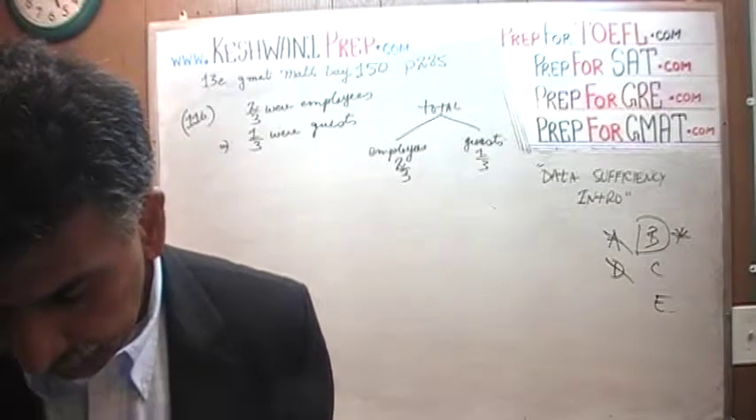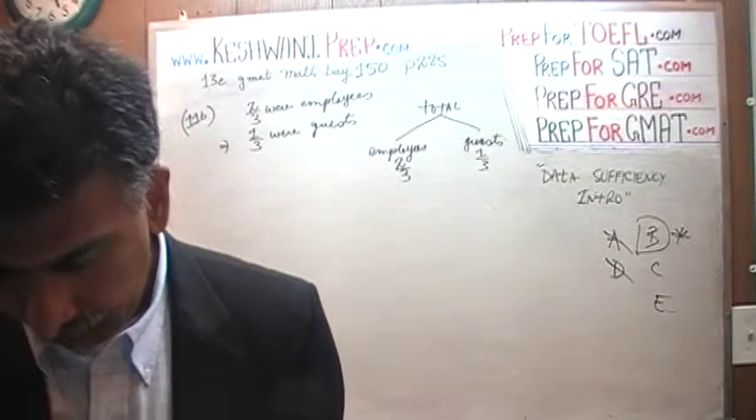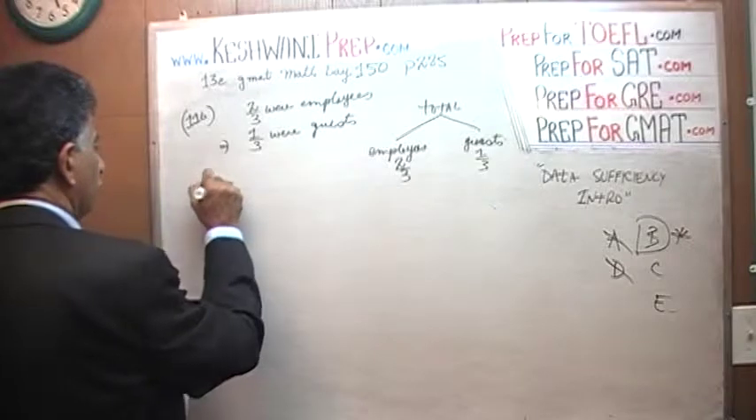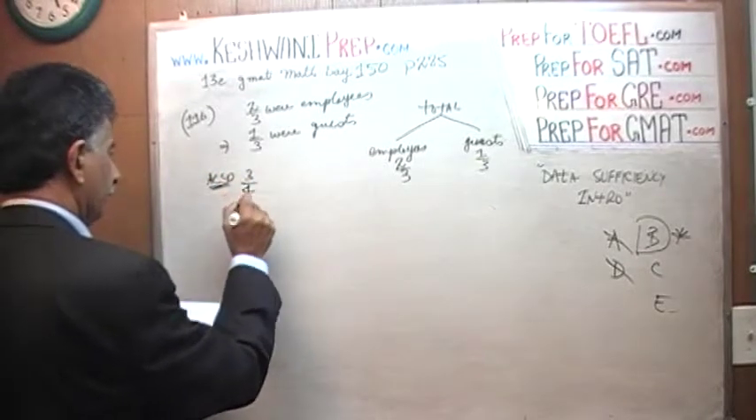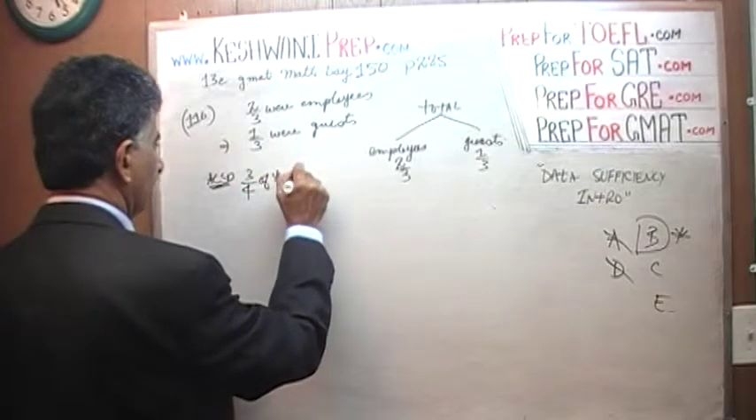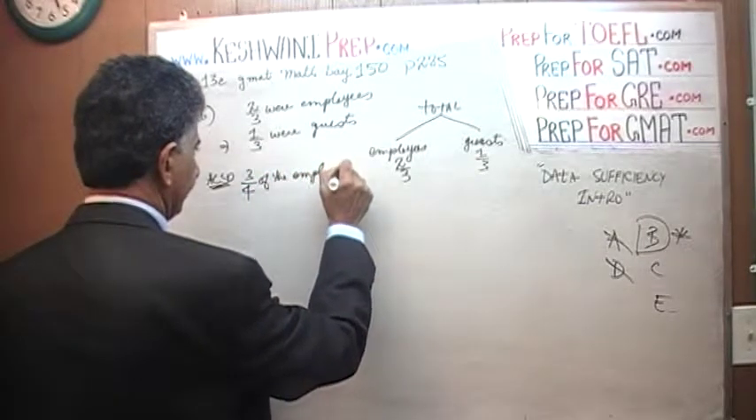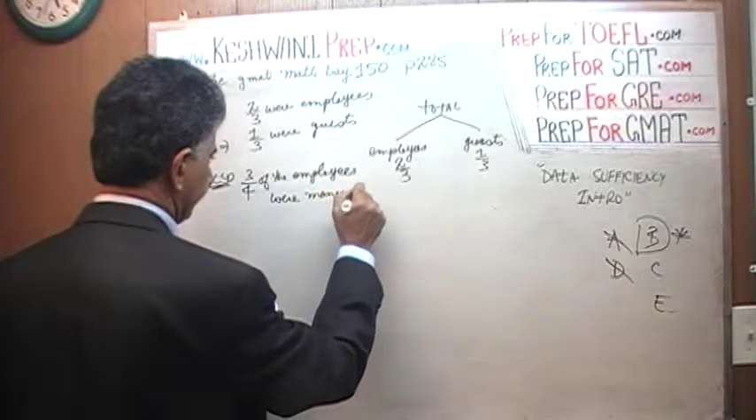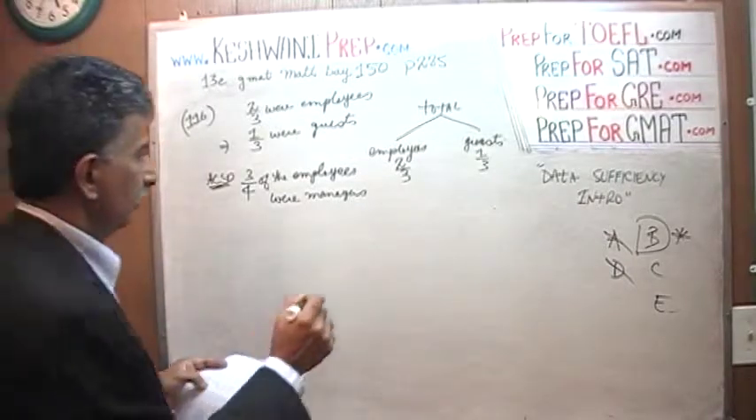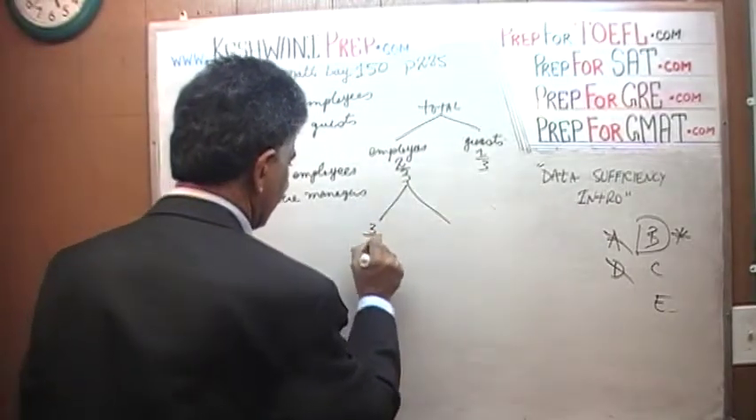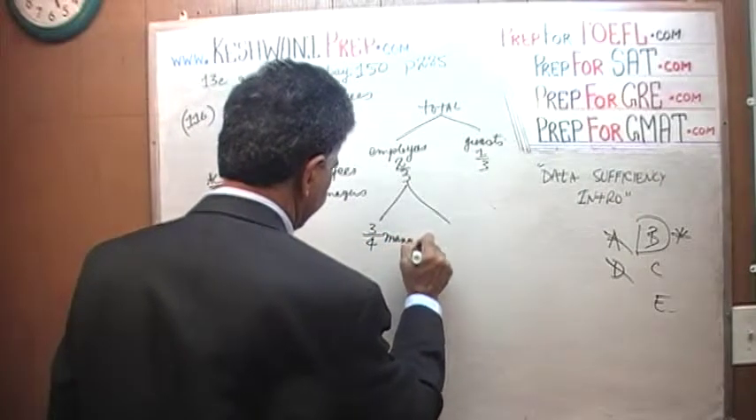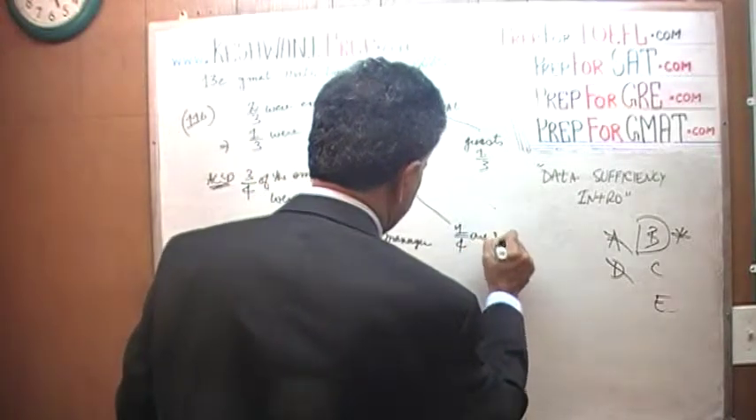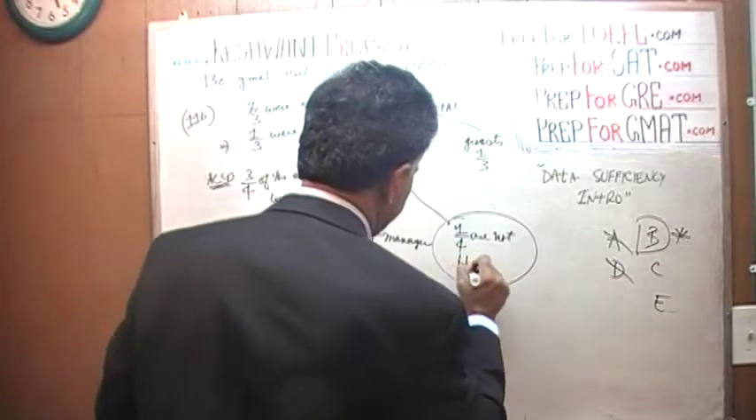Then they tell us that the remaining were the guests, and that 3/4 of the company employees were managers. So 3/4 of the employees were managers. So far so good. Let's make a note here: 3/4 are managers and 1/4 are not. The question is, how many are these?